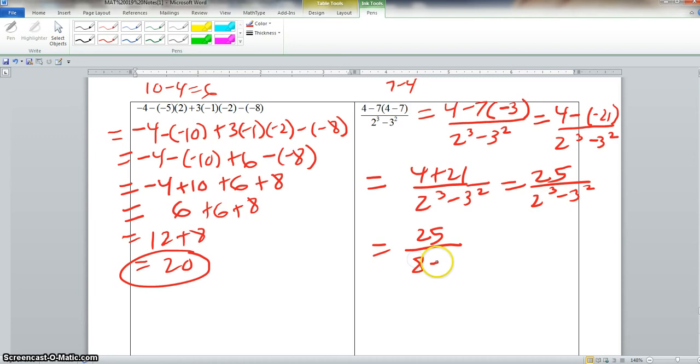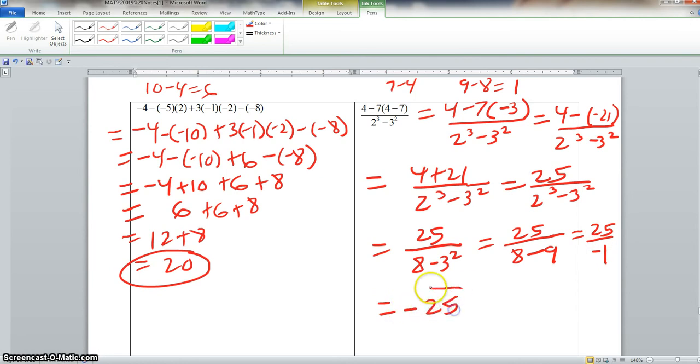2 to the third power is 8 minus 3 squared. So we have 25 over 8 minus 3 squared, which is 9. Now 8 minus 9, we have 25 over that. We can go off to the side here, and we can read this as 9 minus 8, which is 1. But since the negative sign is in front of 9, which is the larger number, we will write -1. So 25 divided by -1, we know that when you have one negative sign in division, our answer will be negative, so it'd be a -25.